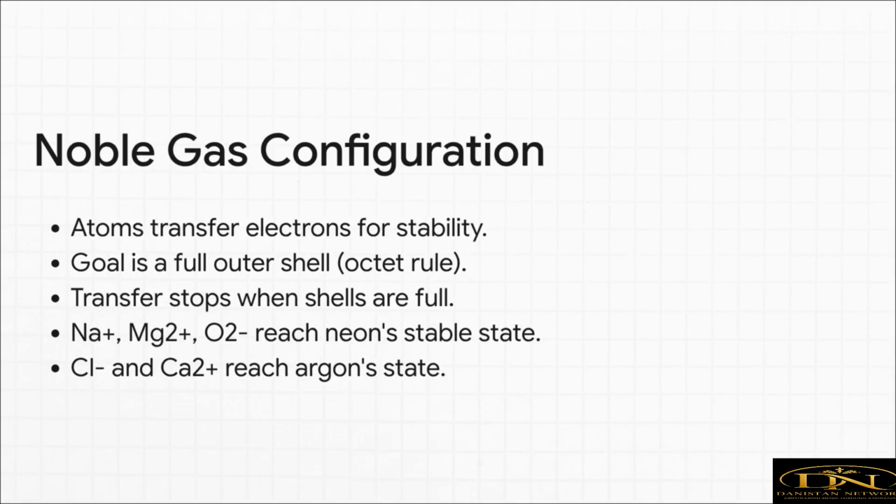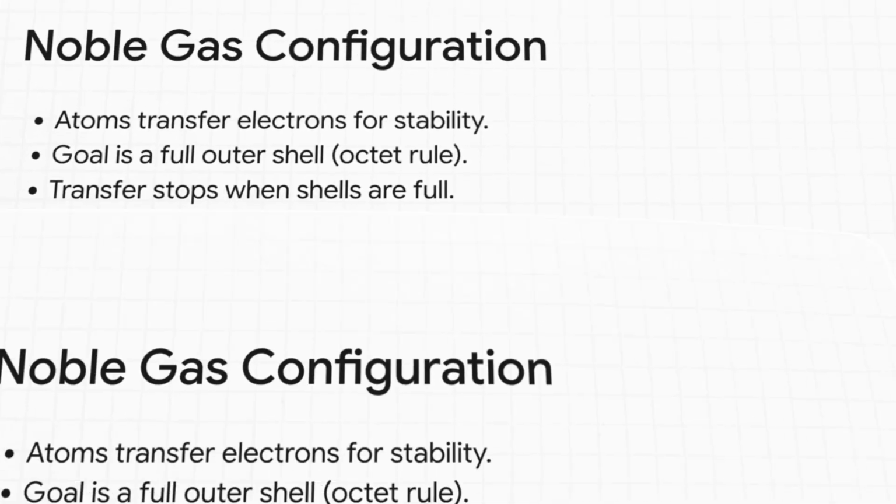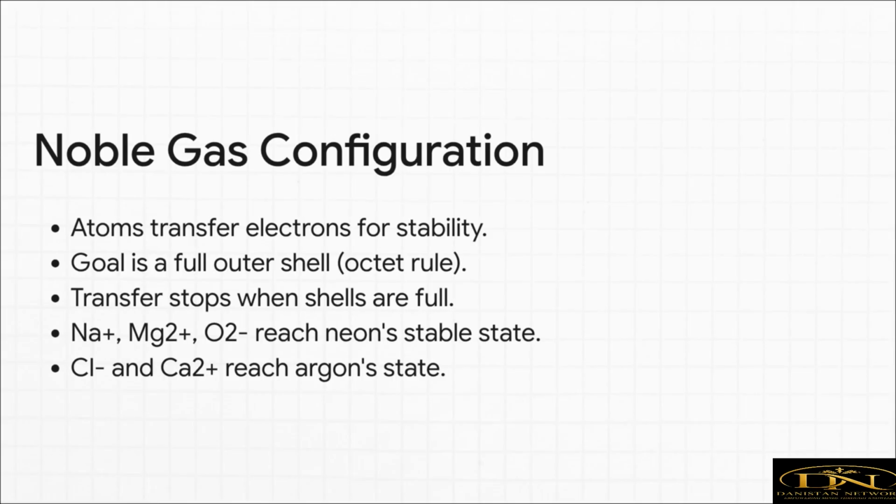So you might be wondering, why does this happen at all? Atoms don't just throw electrons around for fun. They're driven by an ultimate quest for stability. And in the atomic world, stability means joining the highly exclusive noble gas VIP club. Noble gases, like neon and argon in group 0, are chemically elite because their outer electron shells are completely full.